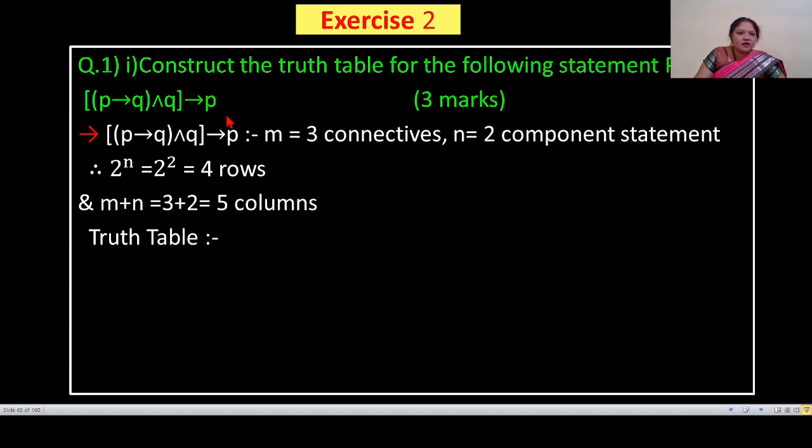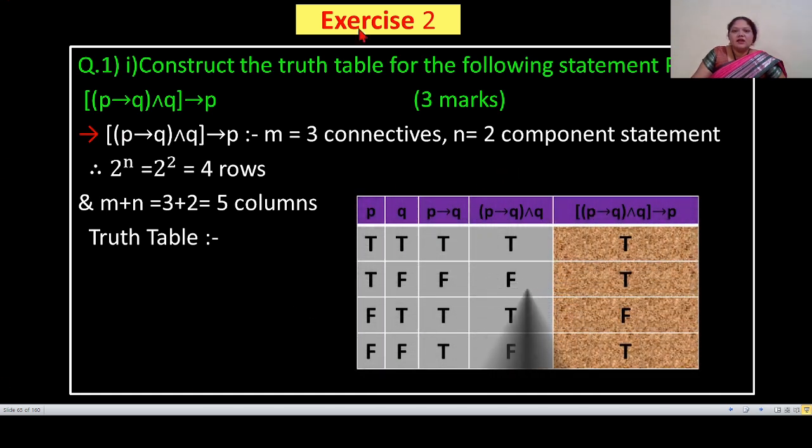Next, truth table of this statement pattern. Here P and Q are 2 main statements. First column is P and second column is Q. Next column is P implies Q, next column is Q implies P, and last column is this statement pattern. Both statements are true. First statement is true, second false. First statement is false, second is true, and both statements are false.